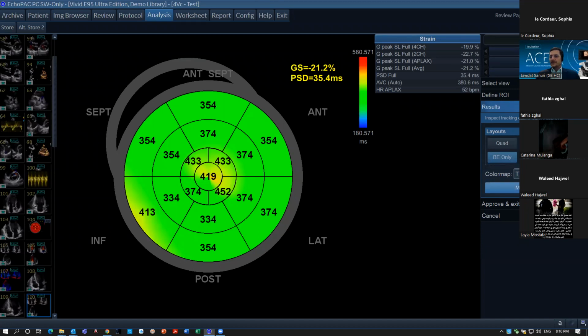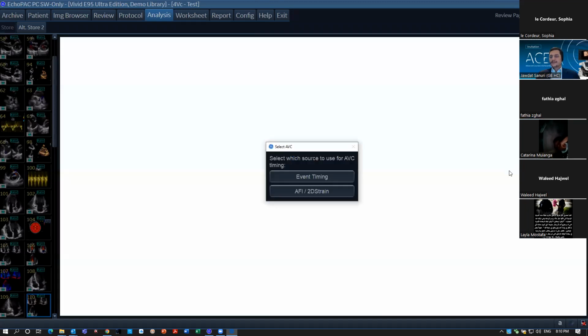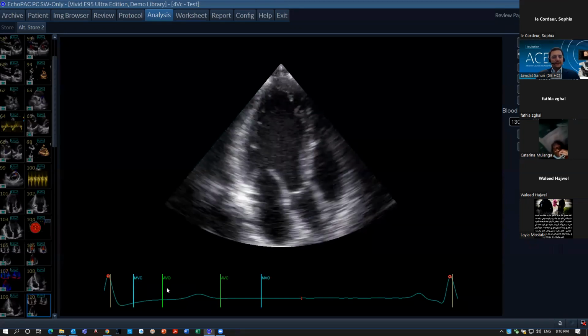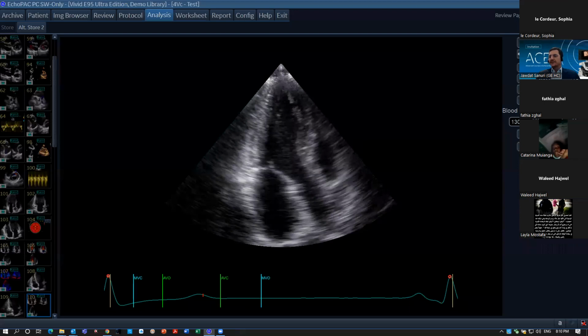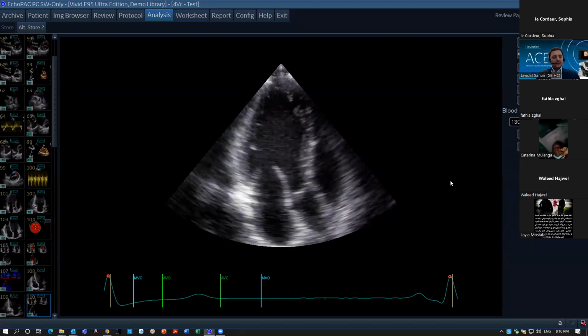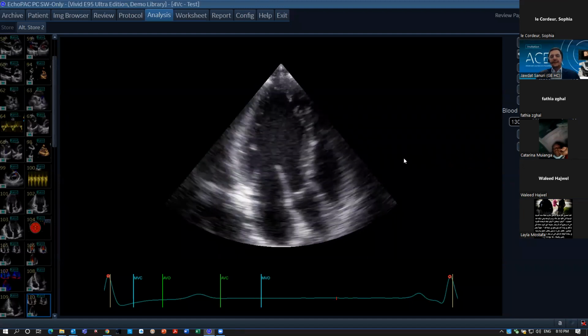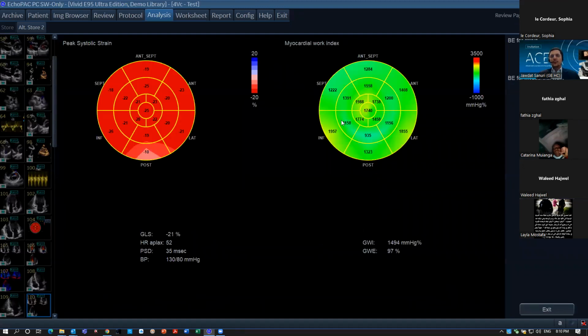Then additionally, we can also go to myocardial work, enter the blood pressure, and hence we'll take the event timing into consideration, mitral valve closure, aortic valve opening closure, and so forth. Then we can go to the blood pressure, enter it, approve, and then we can see the actual myocardial work index, the actual work for each segment. And here the work efficiency, the percentage of work done during systole. And here either the peak strain or the time to peak strain can be presented.